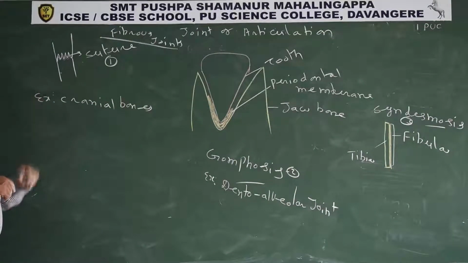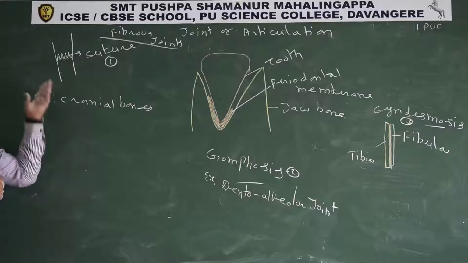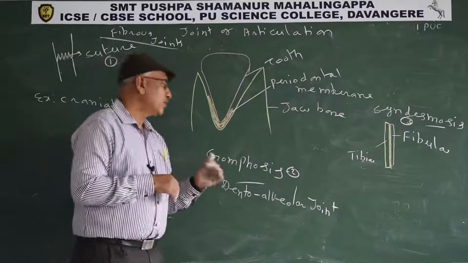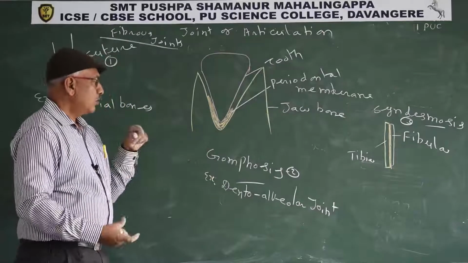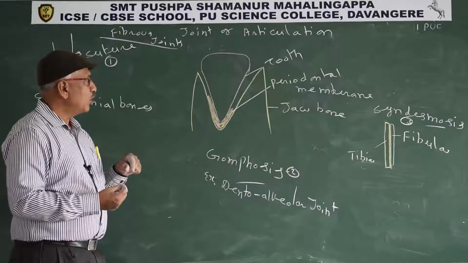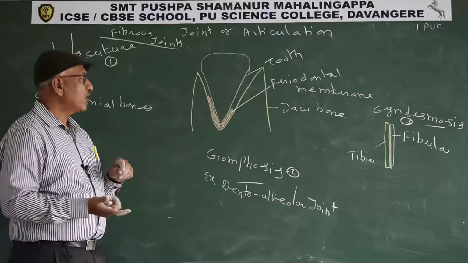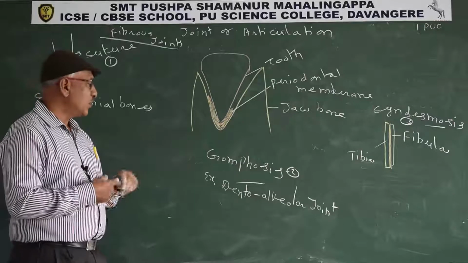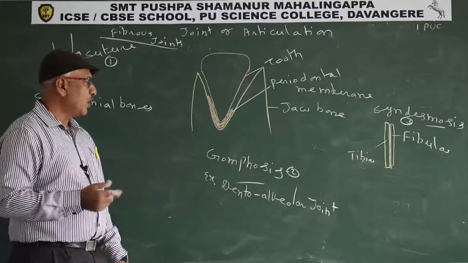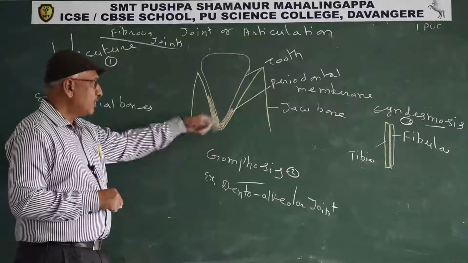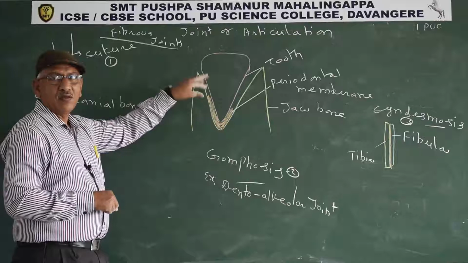If the fibrous joint is present as a zigzag line, that is known as a suture. Sutures are present between the cranial bones. Suture is an immovable joint. Next one, gomphosis, is also immovable. The tooth fits into the socket of the jawbone. It is known as gomphosis. Example, dentoalveolar joint. Dento means tooth, and alveolar means a sac-like cavity of the jaw.